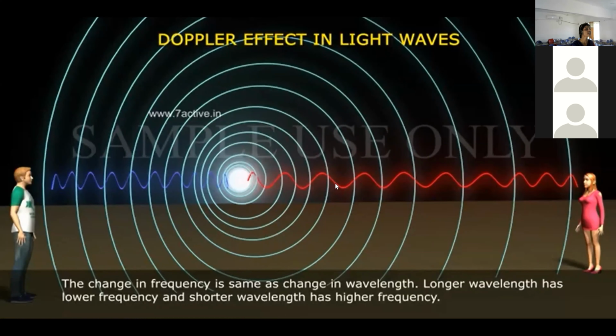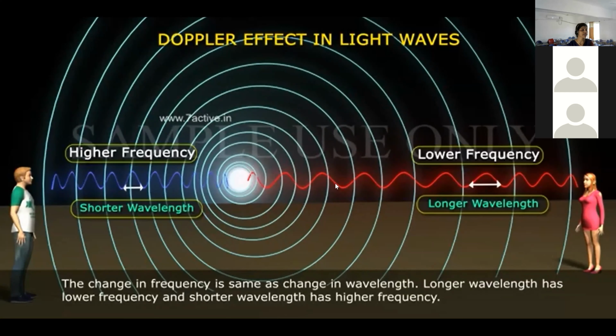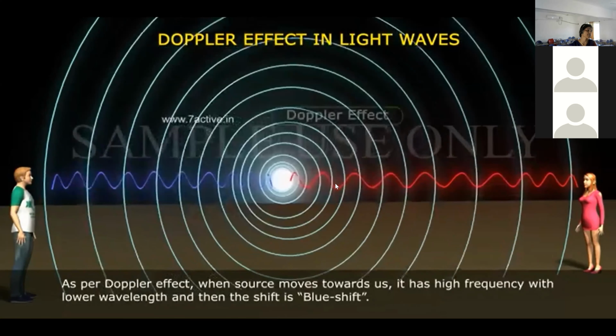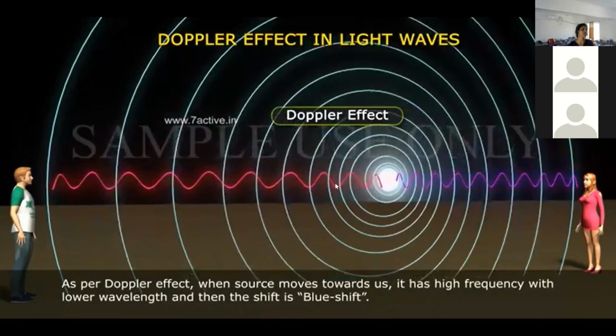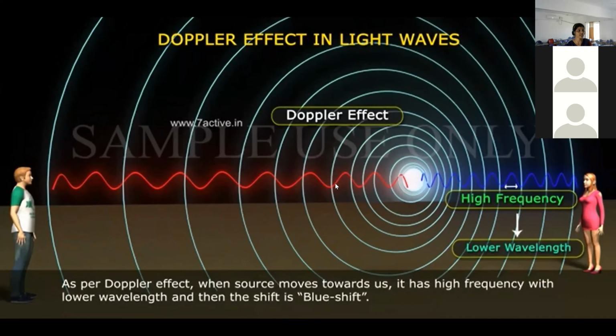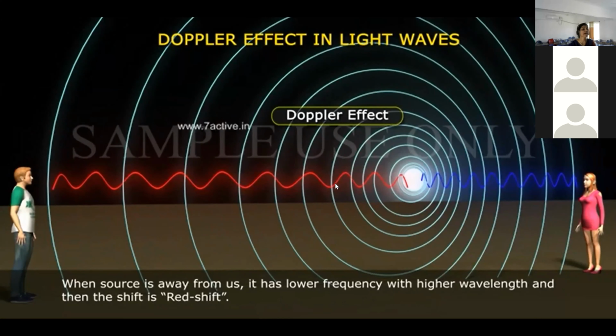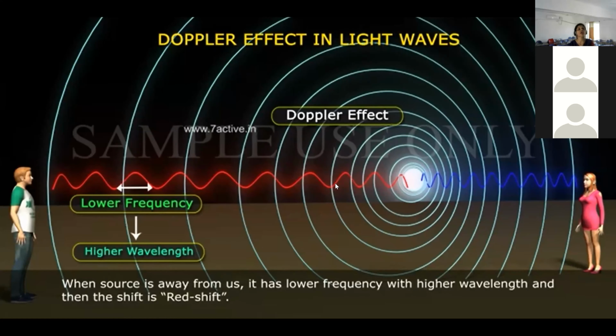And the change in frequency is the same as the change in wavelength. A longer wavelength has a lower frequency and a shorter wavelength has a higher frequency. As per the Doppler effect, when a sound source moves towards us, it has a high frequency with a lower wavelength. When the source is moving away from us, it has a lower frequency with a higher wavelength, and then the shift is called red shift.